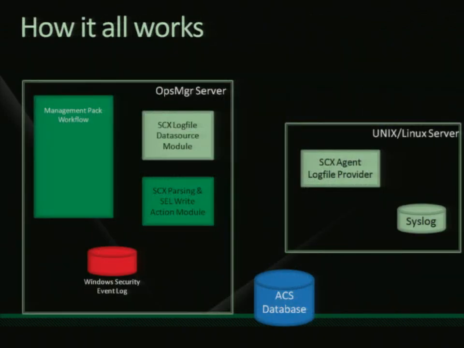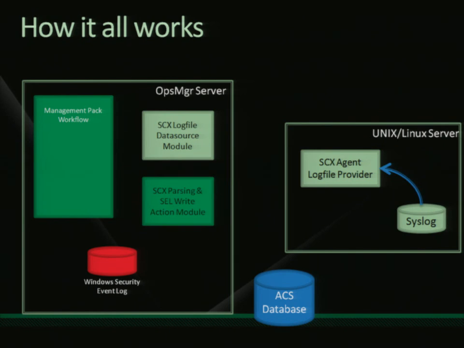Now, how does it all work? If we take a look on the right here, we have the log file provider. This is part of the Ops Manager cross-platform agent. You don't have to install a new agent when you install cross-platform ACS. There's nothing new on the agent. So on a regular basis, what the agent does is it polls syslog or any other log file, and it looks for filters, for pattern matches. If it matches those patterns, it caches it.